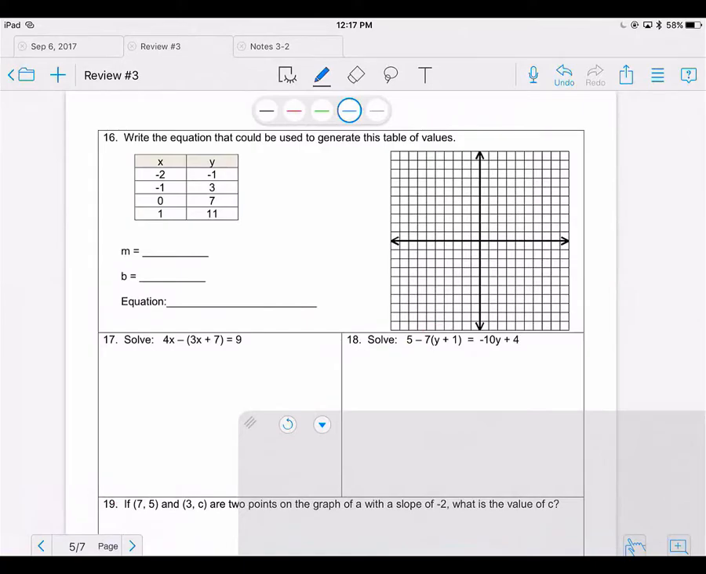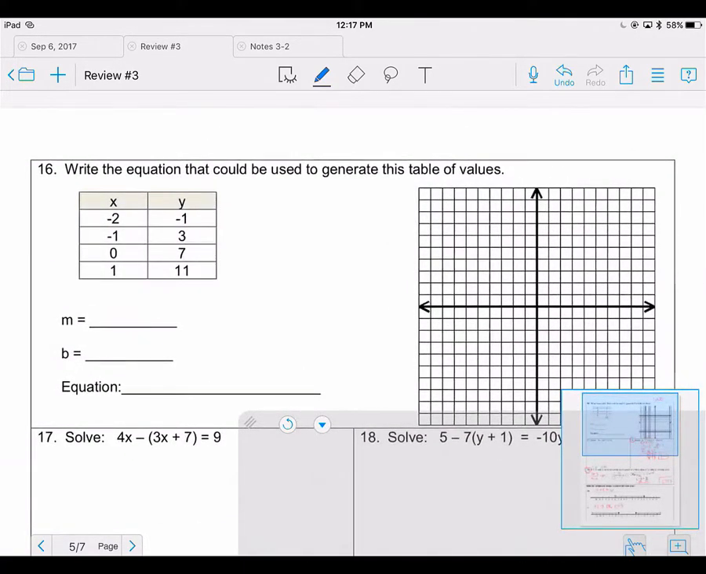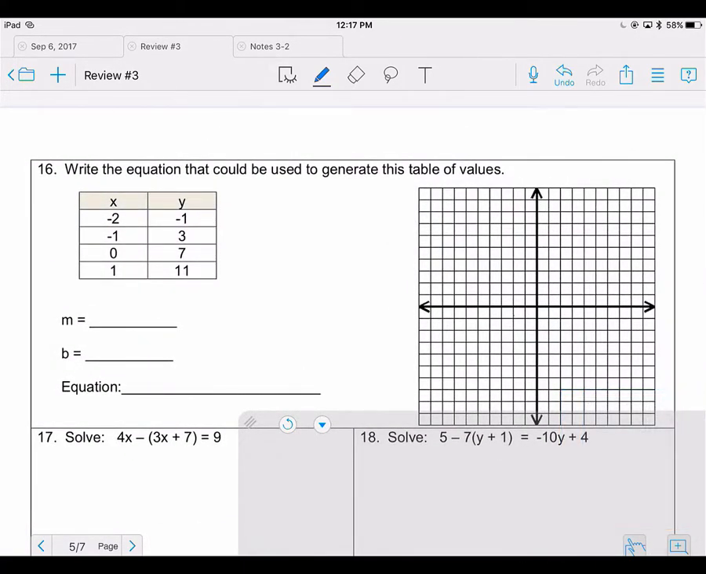On 16, we can plot these points. We can put it into stat edit. So they want us to write the equation.